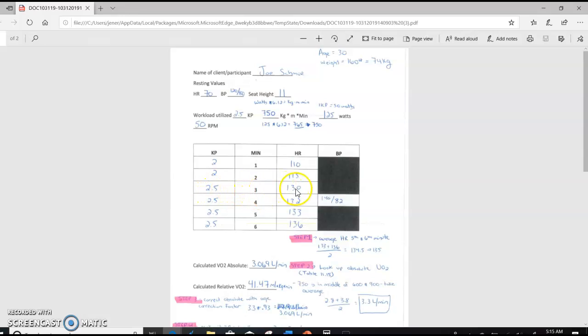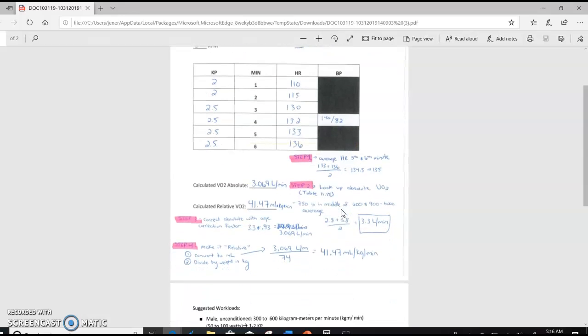And at the end of the 3rd minute, his heart rate went up to 130. We kept it there because it looks like a good heart rate response. And this is what we got. Then at the end of the 4th minute, we also took blood pressure, which was 140/82.